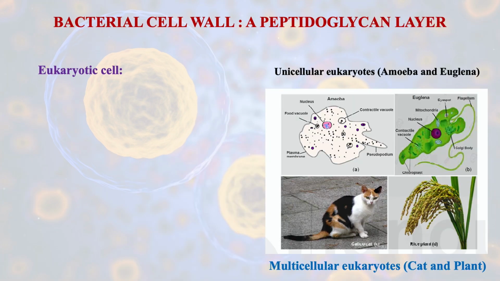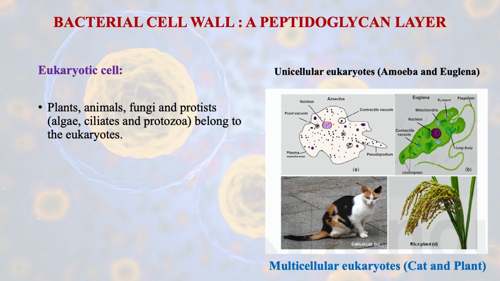Now we will understand the structure of the eukaryotic cell. If you compare it with the prokaryotic cell structure, the eukaryotic cell is more complex. Plants, animals, fungi, and protists belong to the eukaryotic domain. Eukaryotic cells have the capability to make tissues, organs, and organ systems, and finally give a living organism. Eukaryotic cells also form some single-celled organisms like amoeba and euglena.